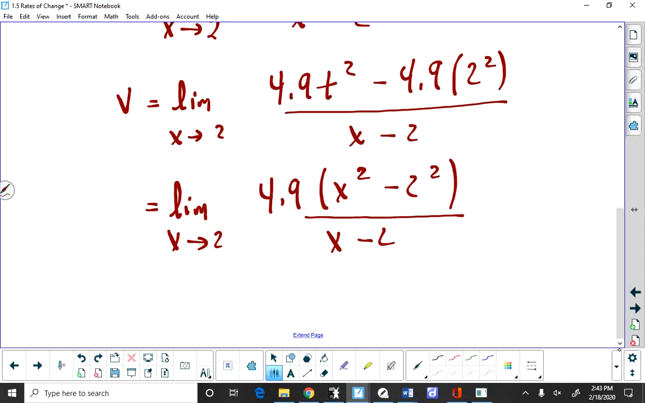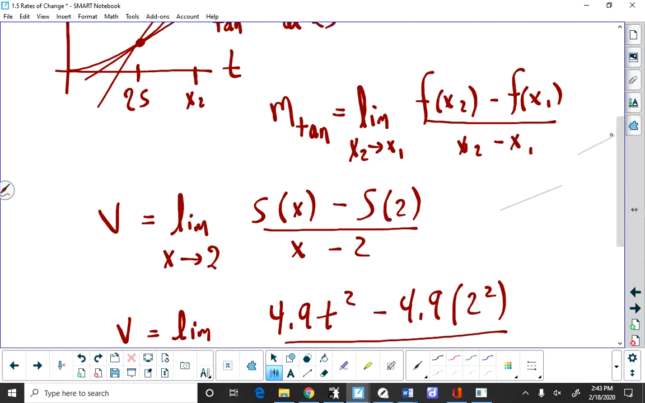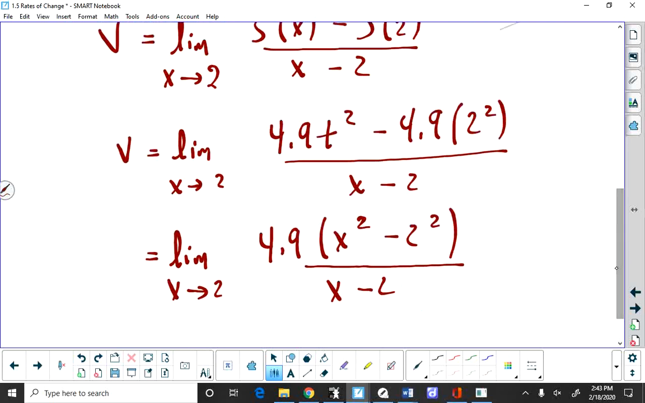And everybody, if the time was approaching 11 seconds, this would be an 11 and this would be an 11, and we'd have 11 squared and 11. So it would still factor into x plus 11, x minus 11. In fact, if the time was approaching a, you would have x squared minus a squared left on the top over x minus a. It's always going to factor.